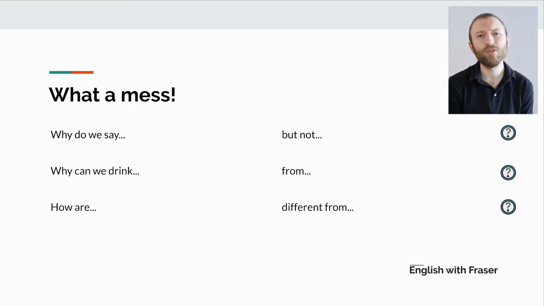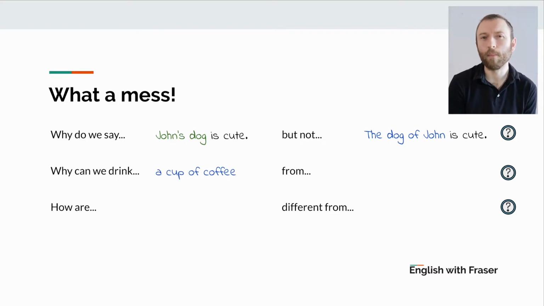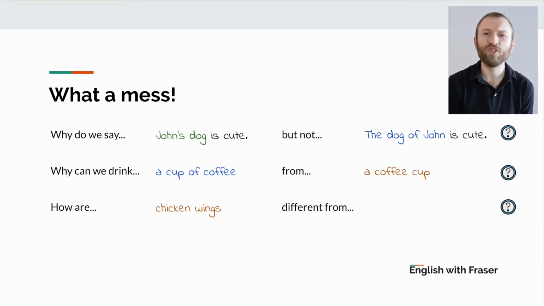For example, why do we say John's dog is cute, but not the dog of John is cute? Why can we drink a cup of coffee from a coffee cup? And how are chicken wings different from chicken's wings?